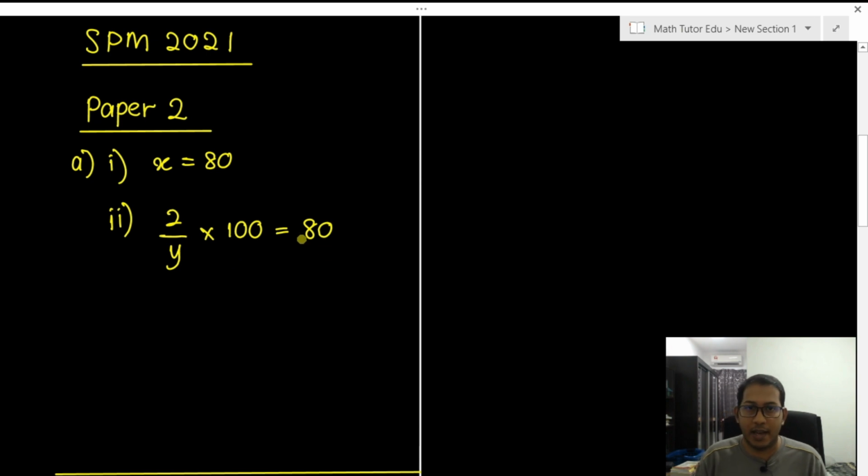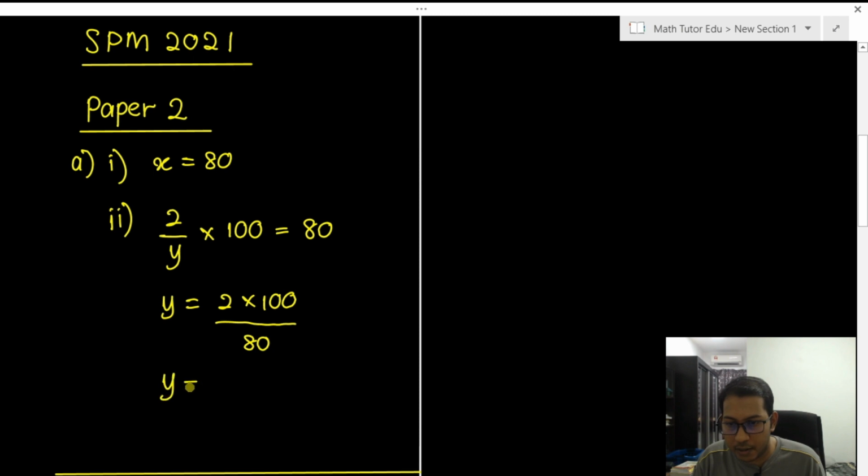Okay, before this it was X. Since X we already found in the part 1, you just replace the X with 80 over here. So from here you calculate this. To find Y, what you do, 2 times with 100, you divide with 80. So from here you should get your Y is equal to 2 ringgit and 50 cents. So this is your Y value. Okay, so we are already done with the question part A.